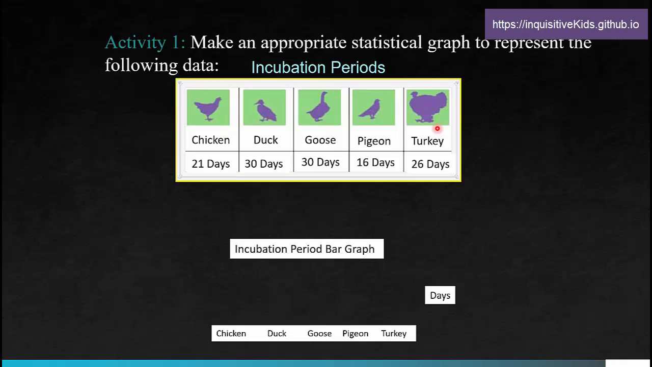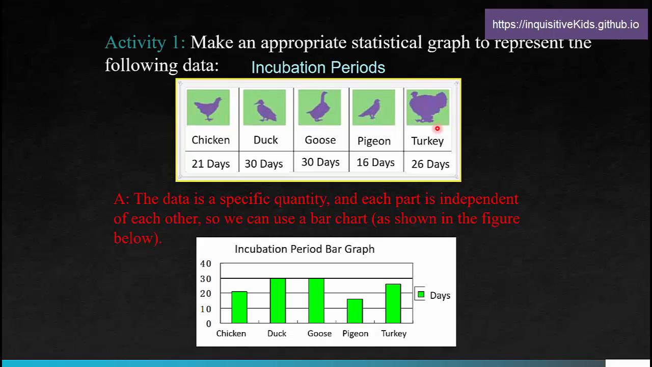So first, I want you to go ahead and use the steps of creating a statistical graph from last time. And I want you to first whip out your notepad and do it on there for now. Okay, are you done? Now let's look at what my table looks like and compare it with yours. Answer. The data is a specific quantity, and each part is independent of each other. So we can use a bar chart as shown in the figure below.